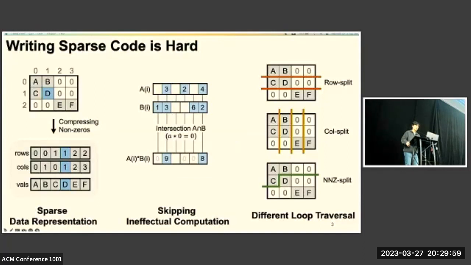Writing a sparse computation is difficult. The data must be stored in a sparse data representation to reduce the memory. Additionally, sparsity can be leveraged to reduce computational cost by skipping unnecessary computation from the intersection. Furthermore, there can be multiple ways to implement these programs. One approach of parallelizing is to split the rows of the matrix, while another is to split the columns of the matrix. You can also split the non-zero values for better load balancing.